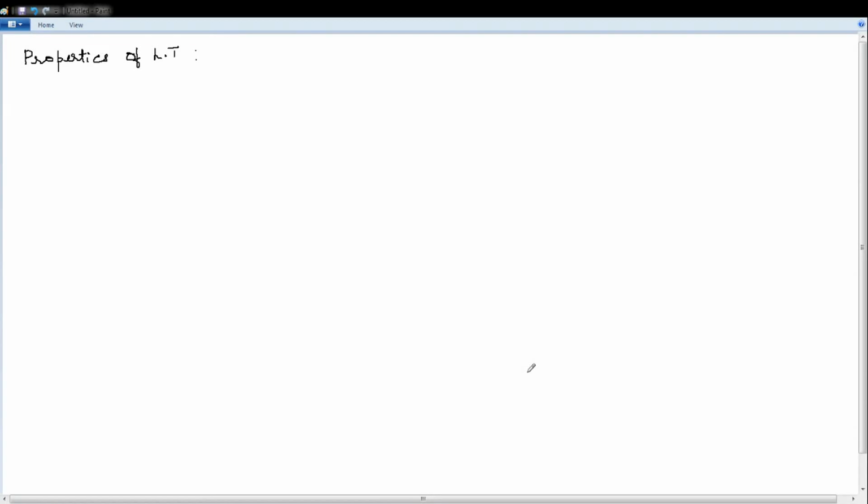Welcome to the tutorial on properties of Laplace transform. So in this tutorial we'll be discussing different properties of Laplace transform. I'll start with the first property, that is the linearity property.